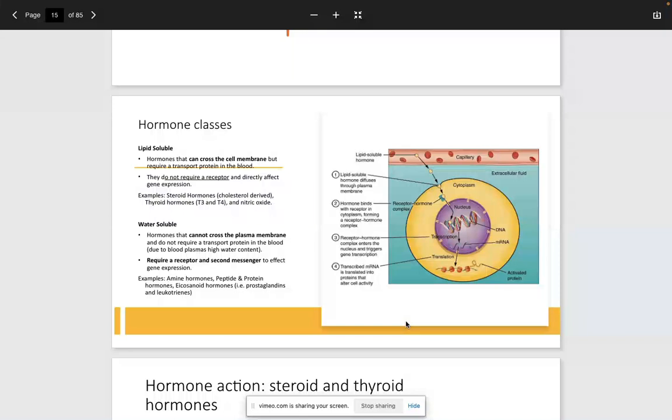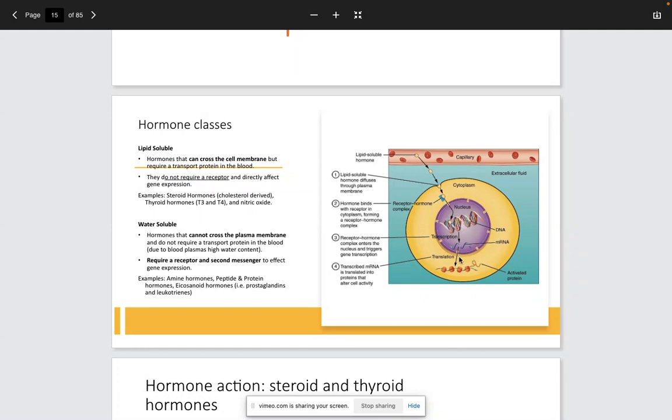Some other things here. Here I have depicted on the right-hand side of the screen, you can see a capillary carrying a lipid-soluble molecule. It's crossing the plasma membrane here. As it's crossing the plasma membrane, it's binding directly to a receptor, causing a receptor hormone complex. This receptor hormone complex is going to then enter the nucleus and trigger gene transcription.